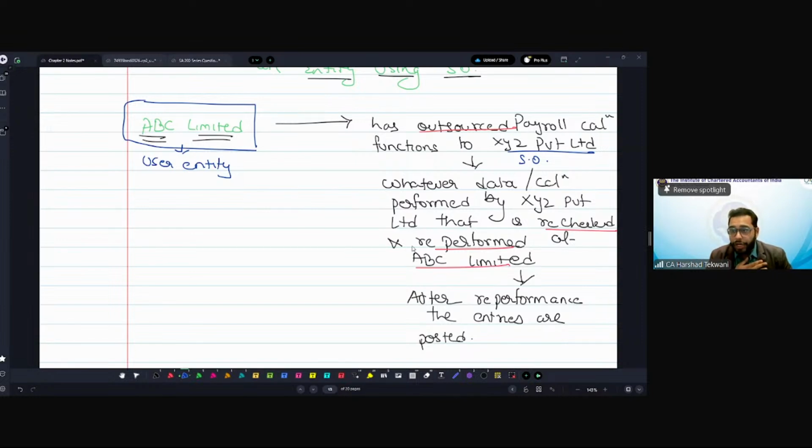For me as an auditor, whatever work was done by XYZ Limited, is it relevant? Because at the end, what got posted? Whatever calculation was done by ABC. Yes. Let's say reverse the scenario. XYZ did the correct calculation, but ABC did a wrong calculation, and ABC posted wrong entries.